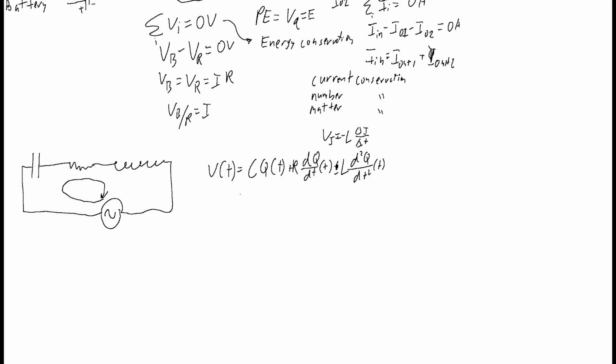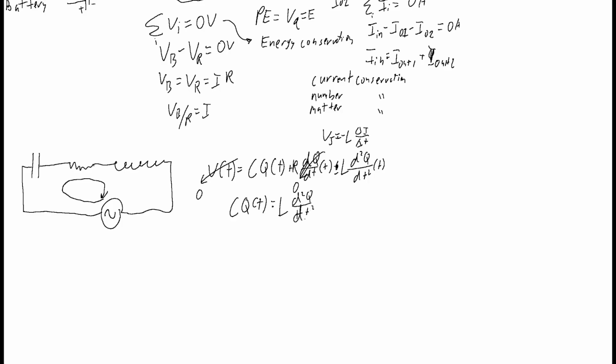This is an ordinary differential equation. They're useful and lovely and all that, but I think it's more interesting to see what happens if I take out the resistor, so this goes to 0. Well, then we end up with, let's get rid of this guy here, CQ of t equals L times the second derivative of Q with respect to time.